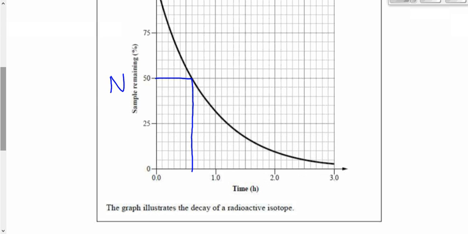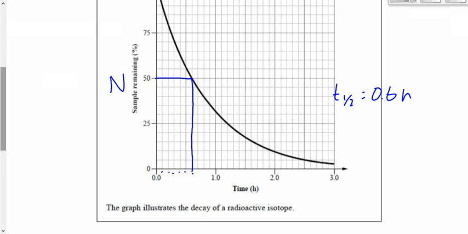Be careful with the divisions on the axes. Sometimes we don't read the question carefully enough, and we don't determine what the divisions are carefully enough. We look at, sometimes 0.1, 0.2, whatever. Be careful here. It goes 0.1, 0.2, 0.3, 0.4, 0.5, 0.6. So the half-life would be 0.6 hours.